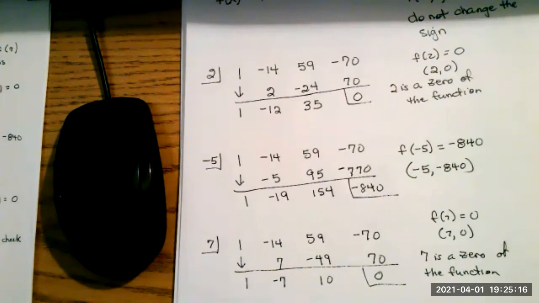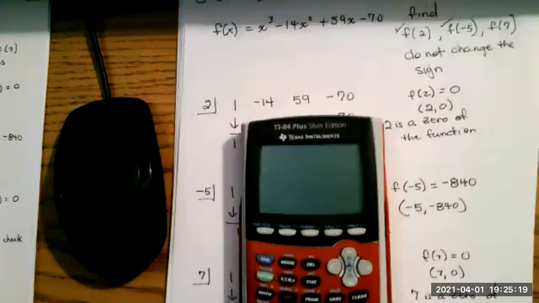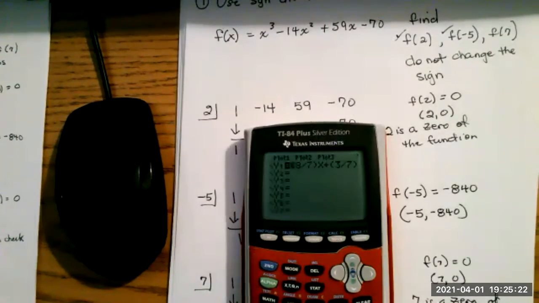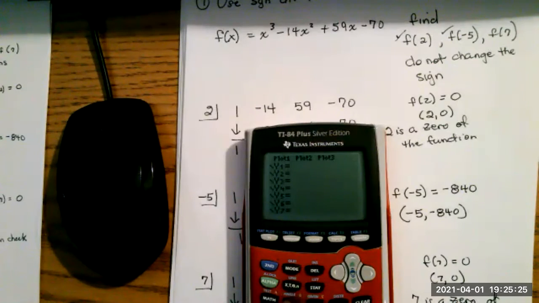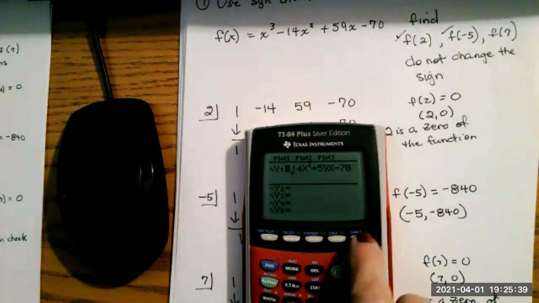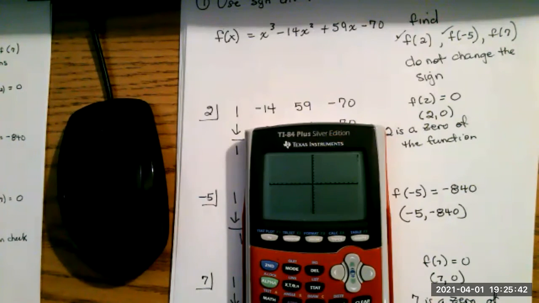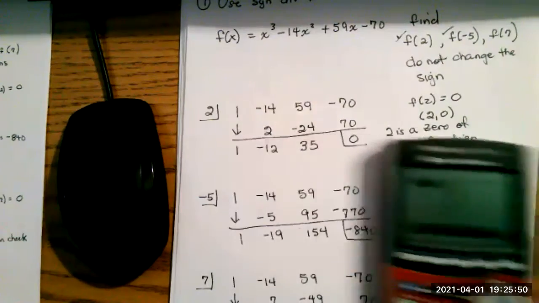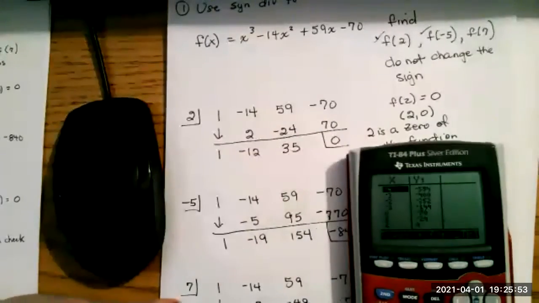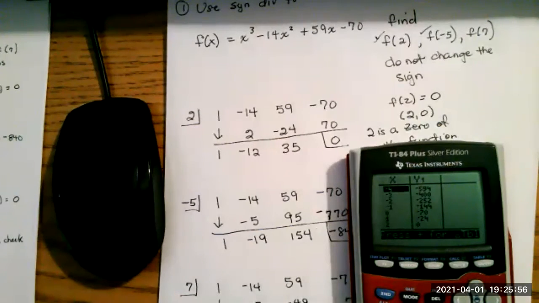Now, the directions say check your answers by graphing. So I'm going to put this in here and show you what that means. X cubed minus 14x squared plus 59x minus 70. I'm going to graph it, and I really don't care if I can see my graph or not, because what I really want are the values. So I'm going to do second, table, and find the ones that they asked us to put in. 2. Look, 2 is 0. You can see it right there on the graph.